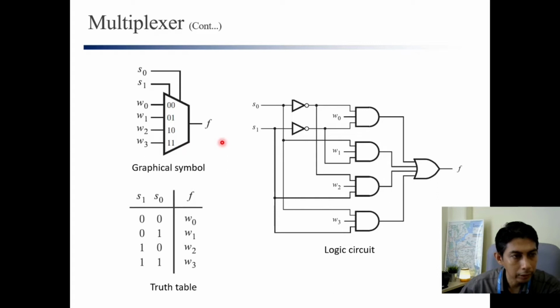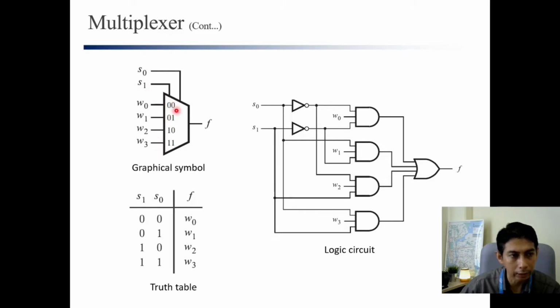And this is a 4 to 1 multiplexer. We have 4 inputs, and of course when we have 4 inputs, we need 2 control signals, right? Because one control signal can have 2 options only, 0 and 1.